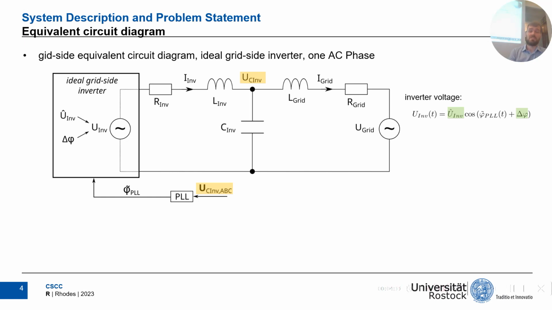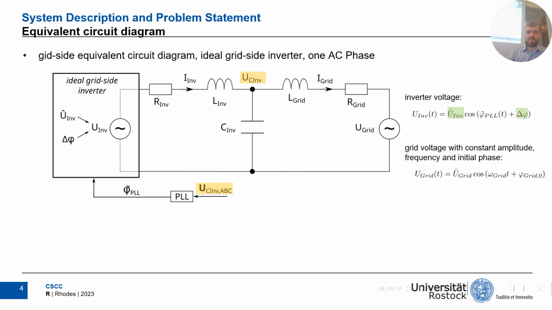This inverter voltage is then connected to the grid voltage on the right side by an impedance network. And the capacitor voltage highlighted in yellow is the measurement voltage, and the three-phase equivalent of that is used as an input to the phase locked loop.